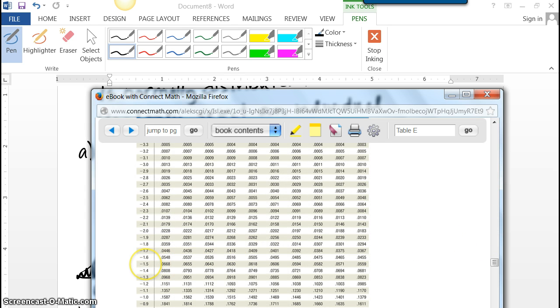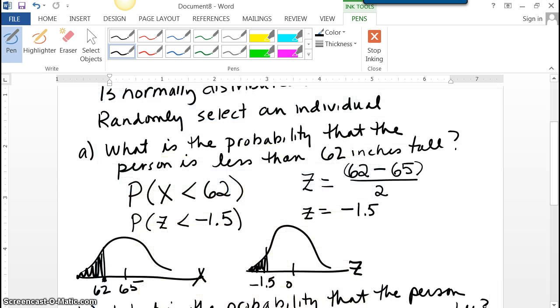It's right here. Negative 1.50 is 0.0668. It's right there. And so then that's that area. That's also the answer to this question that we were trying to get. So the probability of somebody being less than 62 inches tall is right around 7%.